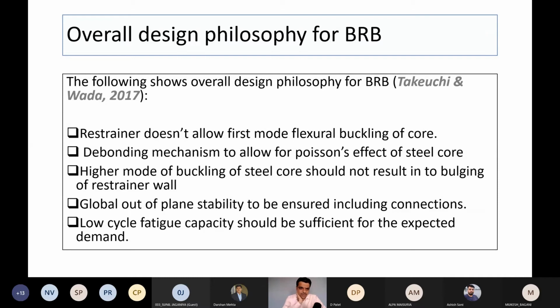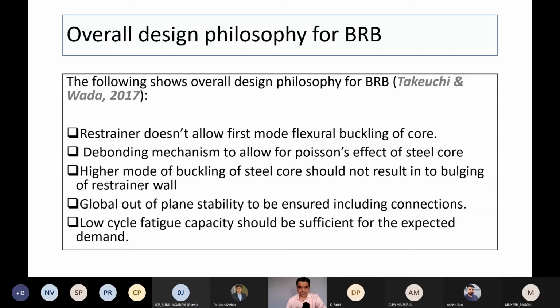Now, higher mode of buckling of the steel core should not result in bulging of the restrainer wall. So let's come to this first point again, that the restrainer is not allowing first mode flexural buckling of the core, okay, but it will allow for the higher mode of buckling of the steel core, right, which is, let's say, mode number 3, mode number 4, or mode number 5. And that mode number will depend upon the debonding gap which we have provided.